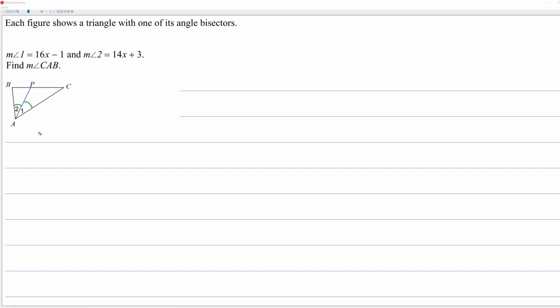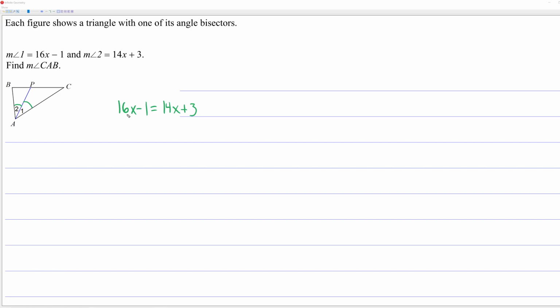And that's exactly our strategy for solving the problem: angle 1 and angle 2 are congruent, so we can set the algebraic expressions that represent them equal to each other. So 16x minus 1 is equal to 14x plus 3. Now, we just have an algebra equation to solve.